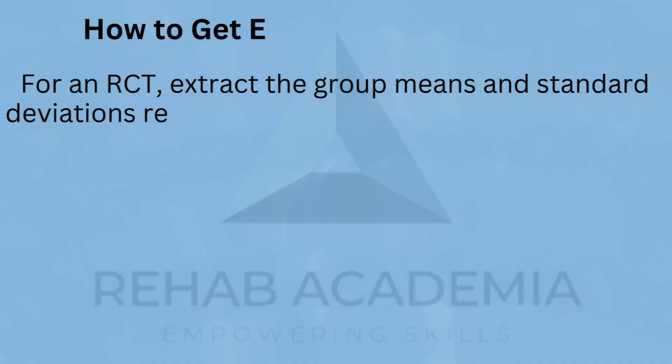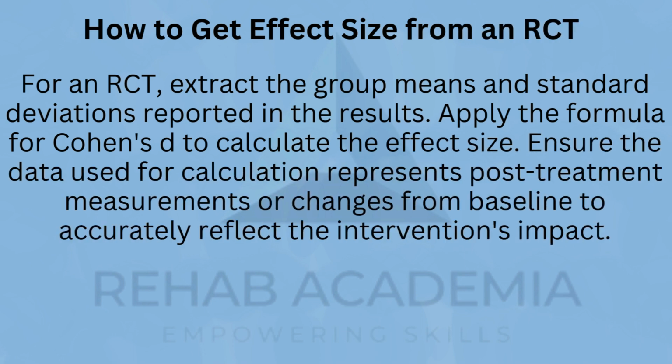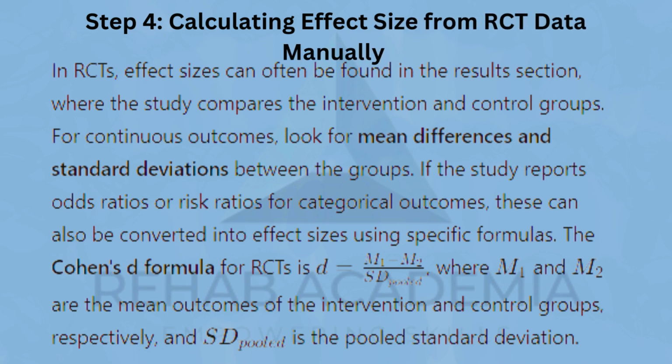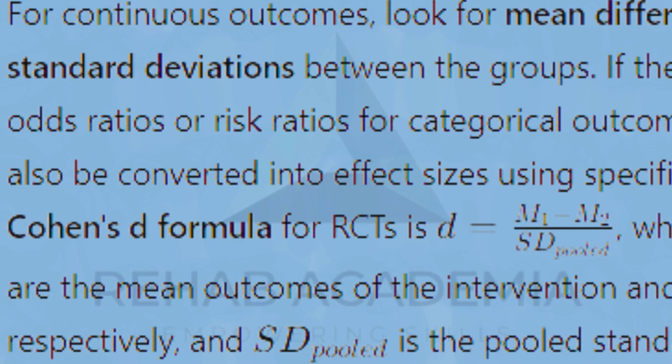In this step, we'll cover how to obtain effect size specifically from a randomized controlled trial, or RCT. To calculate the effect size, start by extracting the group means and standard deviations reported in the results of the trial. Next, you will apply the formula for Cohen's d, which is calculated as the difference between the two group means divided by the pooled standard deviation. It's crucial to ensure that the data you use for this calculation represents post-treatment measurements or changes from baseline. This way, you accurately reflect the intervention's impact on the participants.